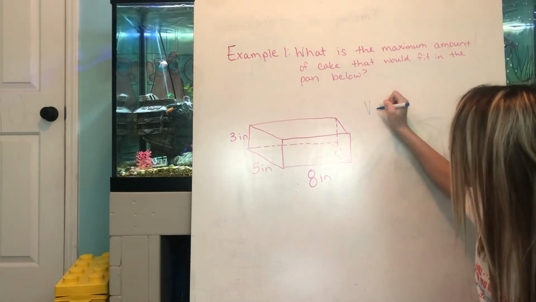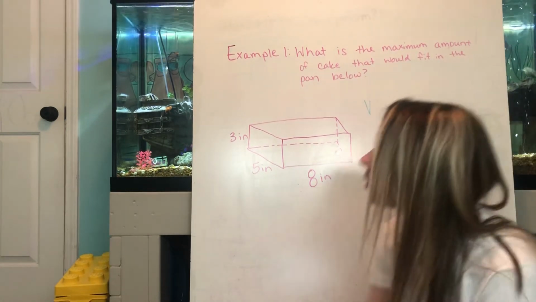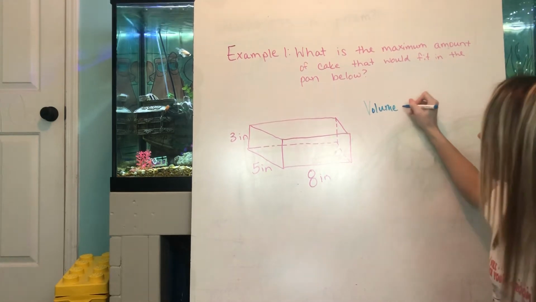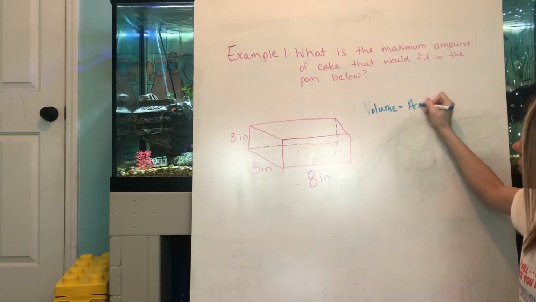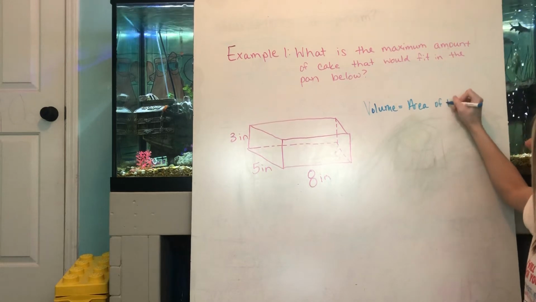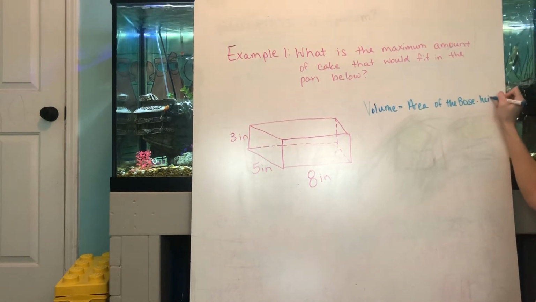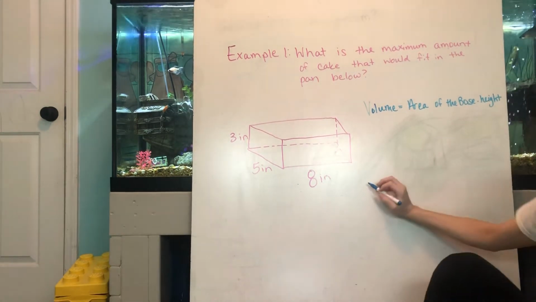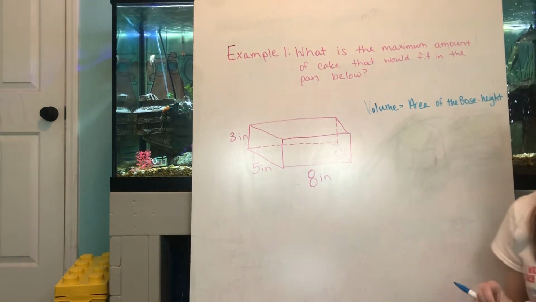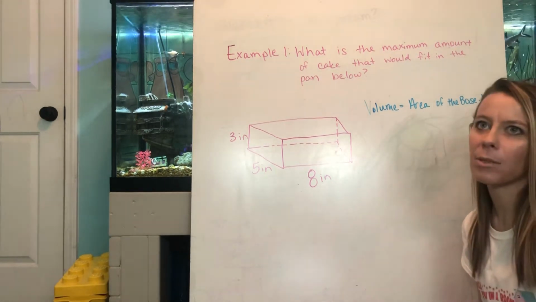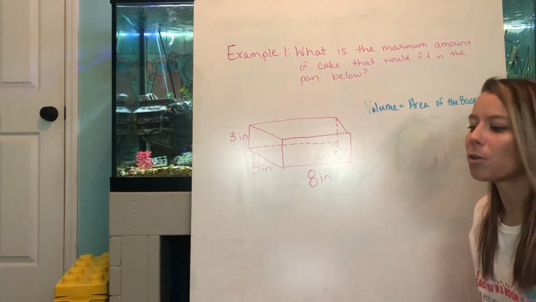So volume, I'm going to use the other blue marker, volume equals area of the base times height, since a prism has two bases that are the same connected by rectangles. In rectangles, the reason length times width times height works is there's multiple bases.